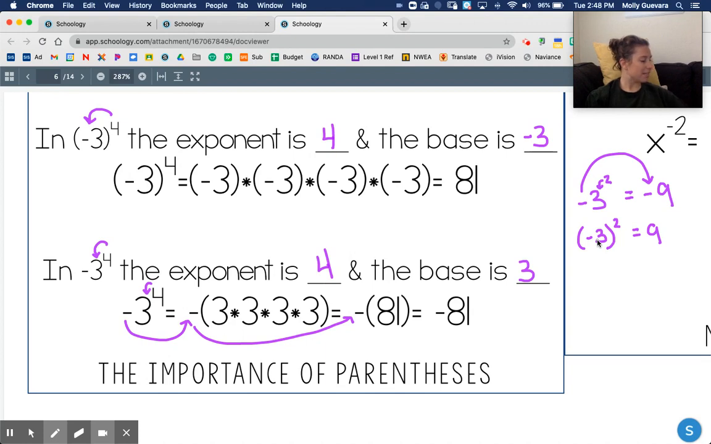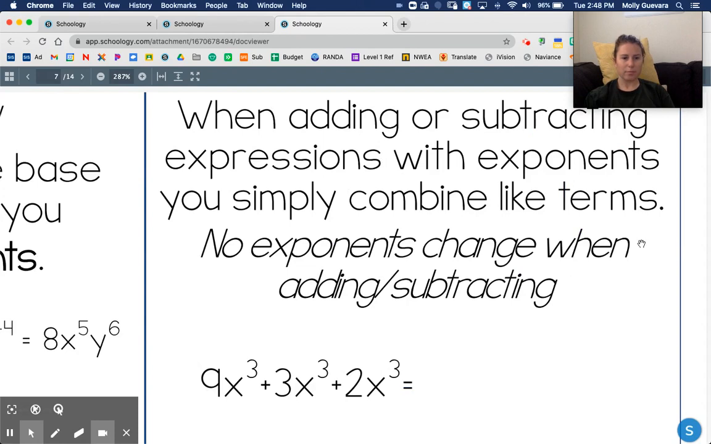Okay, the next piece of our foldable is adding and subtracting exponents. So let's go to that page. Okay, so here we are adding, subtracting. When you're adding or subtracting expressions with exponents, all you have to do is just combine like terms. This is super, super important.